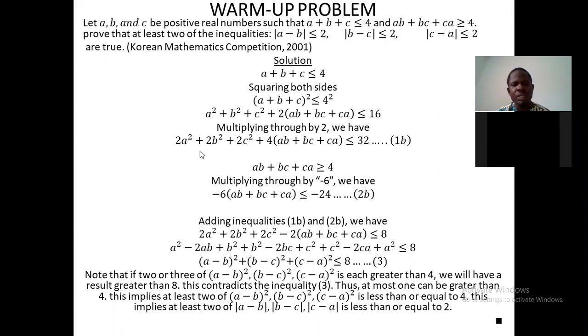Having said that, we're adding the 2. We have 2a squared plus 2b squared plus 2c squared. There's nothing to interact with here. Now, for ab plus bc plus ca, here we have 4 of it and here we have negative 6 of it. So it's like saying 4x plus negative 6x. 4x plus negative 6x is the same thing as 4x minus 6x, which is minus 2x. So we have minus 2x, where x in this case is ab plus bc plus ca.